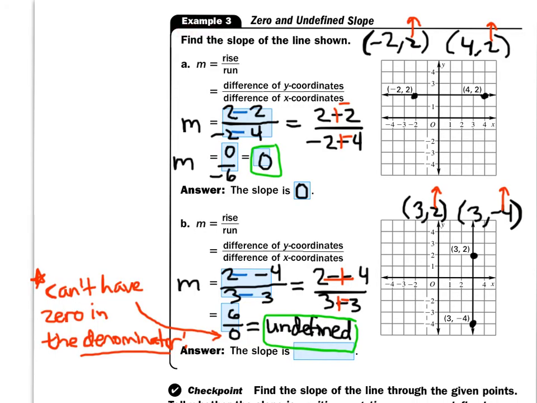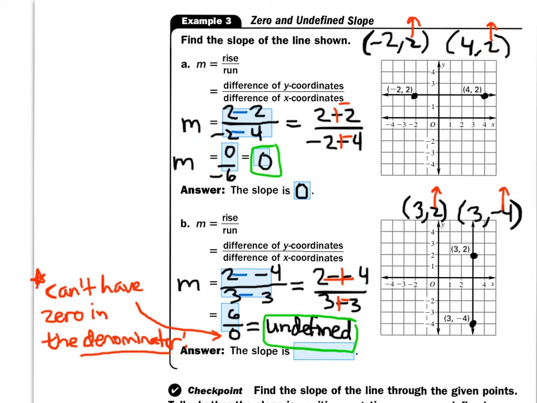Okay, guys, so let's take a look at example 3, 0 and undefined slope. So look at example A. See how this line is flat, so you should predict that it's already going to be 0. But let me show you what the fraction would look like. So take this point, negative 2 comma 2 and 4 comma 2, and let the y's rise. So grab the 2 and let it go up, grab this 2 and let it go up.